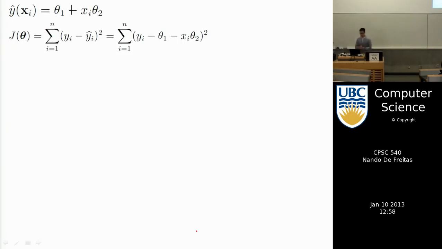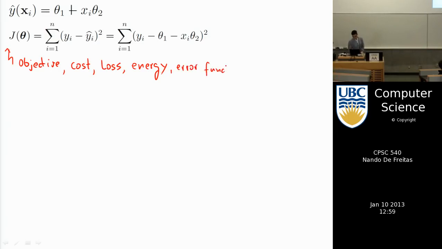This J here, I'm going to call an objective function. I'm also going to call it a cost function, a loss function, or the energy. The energy will become clearer when we do neural networks. It's also called the error. The optimization approach to machine learning is about formulating a cost function. Once you formulate a cost function, you just need to find its minimum, and that's the solution. And the cost function depends on the data.